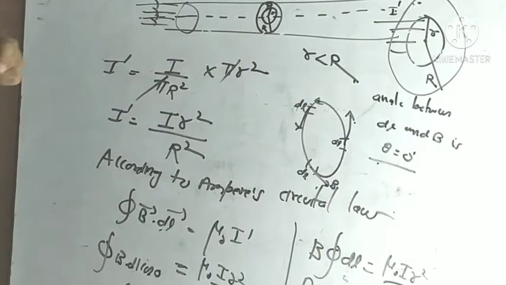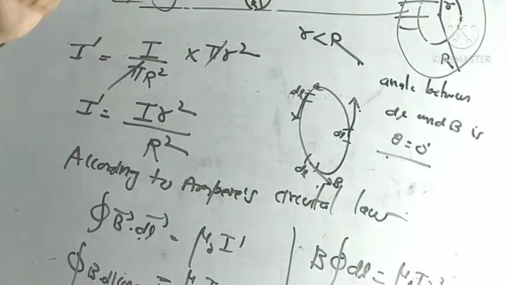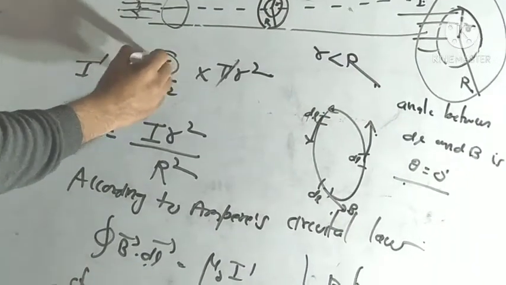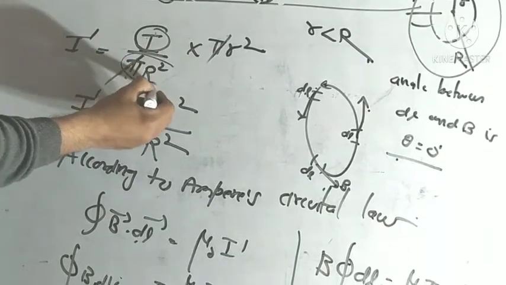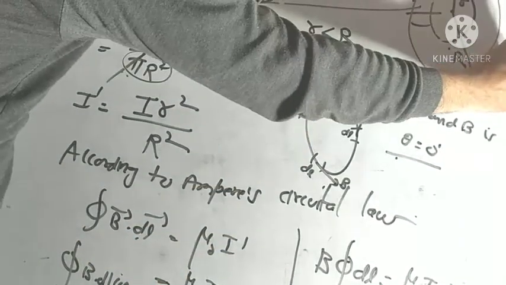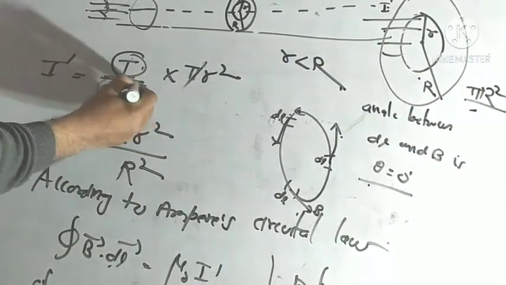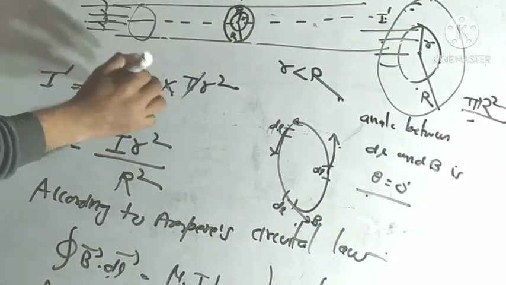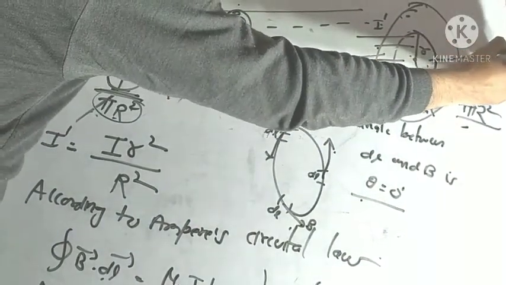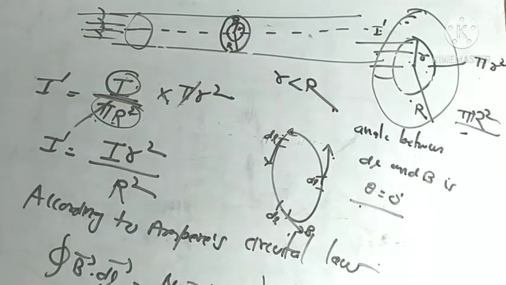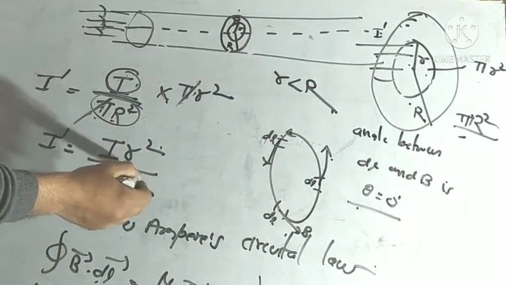I dash is equal to current per unit area of the wire into area of the circle of radius r. Current per unit area of wire, where the area of the wire is pi R square, into the area of the circle of radius r, which is pi r square. Here pi and pi cancel. What is left here is I r square upon capital R square.